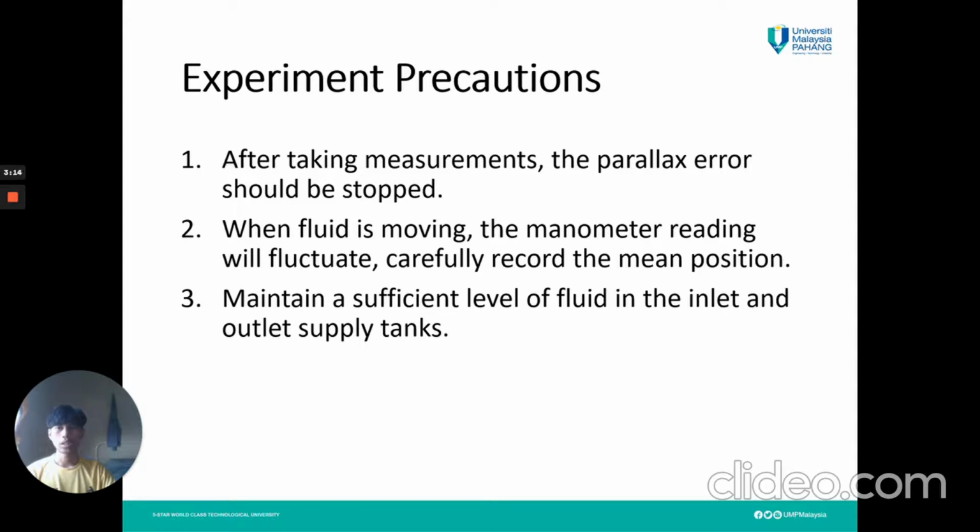Next, I will present the experiment precautions. First, after taking the measurement, parallax error should be avoided. Second, when the fluid is moving, the manometer reading will fluctuate, so carefully record the mean position. Lastly, maintain a sufficient level of fluid in the inlet and outlet supply tank.